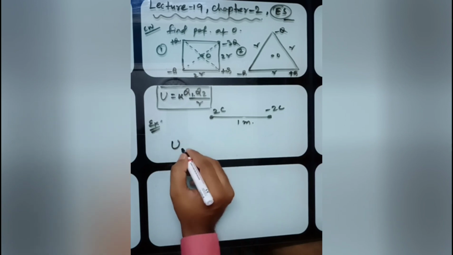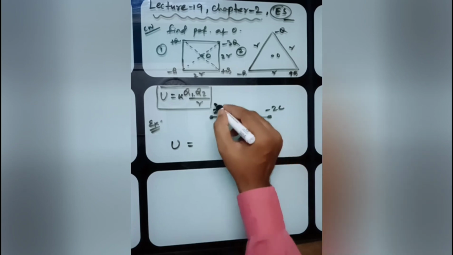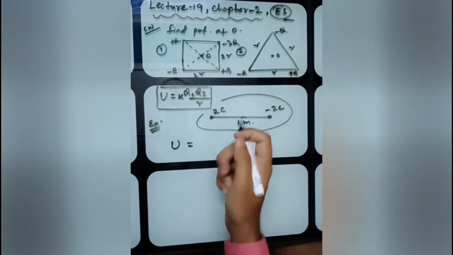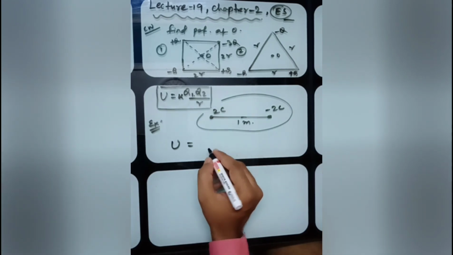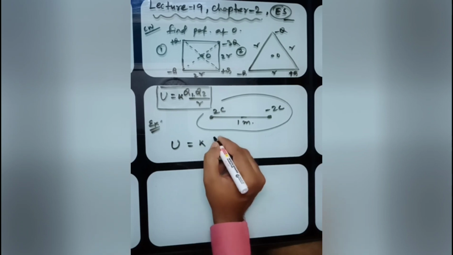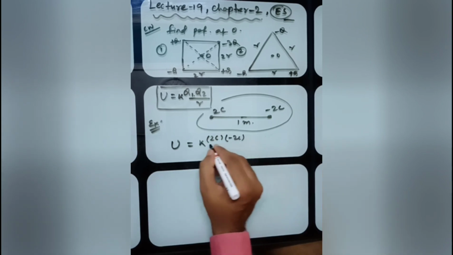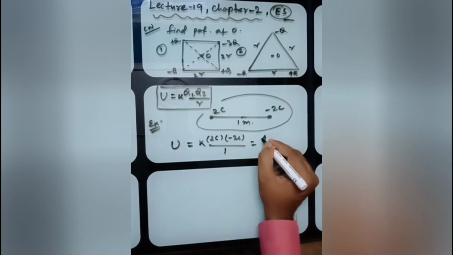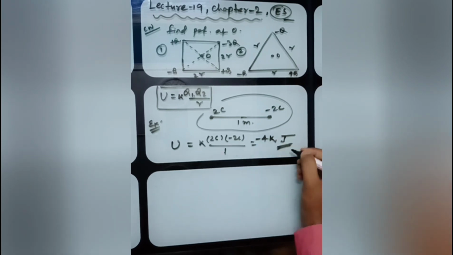So the potential energy between these two charges, that is, for this system, we will find the potential energy of the system. Remember, in this system the total energy is stored, it is the potential energy. So it is U equals K Q1 Q2, it is 2 coulomb into minus 2 coulomb divided by 1 square, which is 1. So the answer is minus 4k joule.